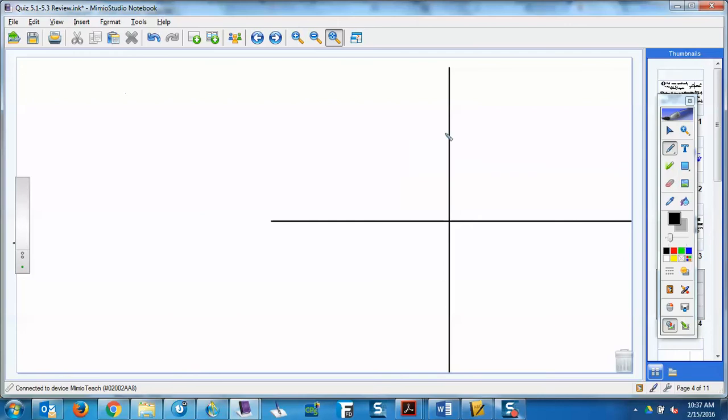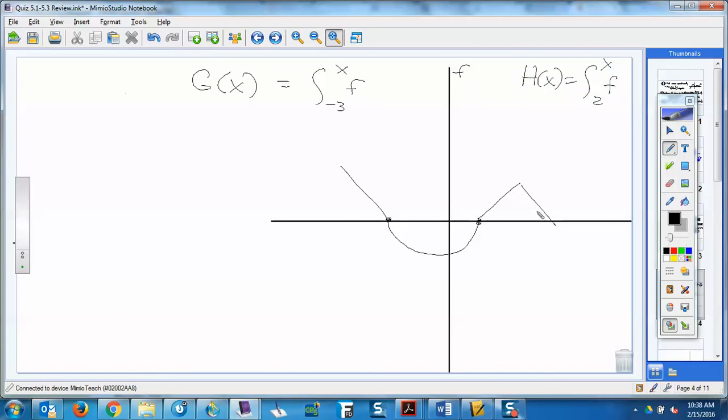So it looks like this. It's got a half circle, then it comes down here, then it goes up like so, then it goes like that, right? And it says big G is the integral from -3 to x of little f, and this is little f right here. And it says big H is the integral from 2 to x. So what is the only difference between big G and big H?